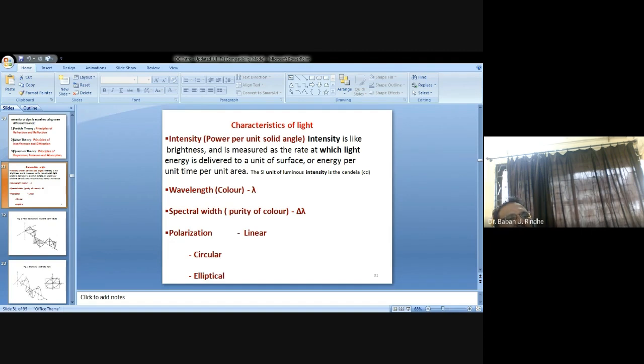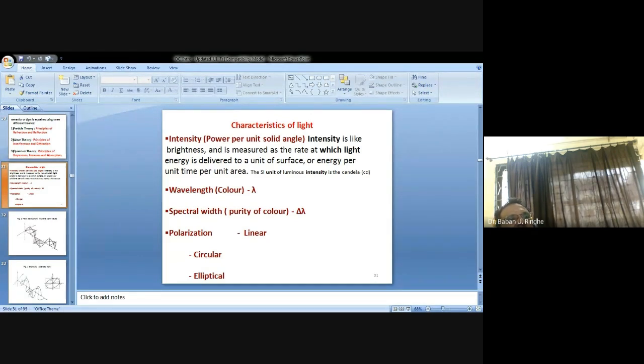If the numerical aperture is good, we have good transmission of signal. If the numerical aperture is low, the light spreads at that point, and dispersion in the signal will occur. Therefore, intensity, like brightness, is measured as the rate at which light energy is delivered to a unit surface area, or energy per unit time per unit area.